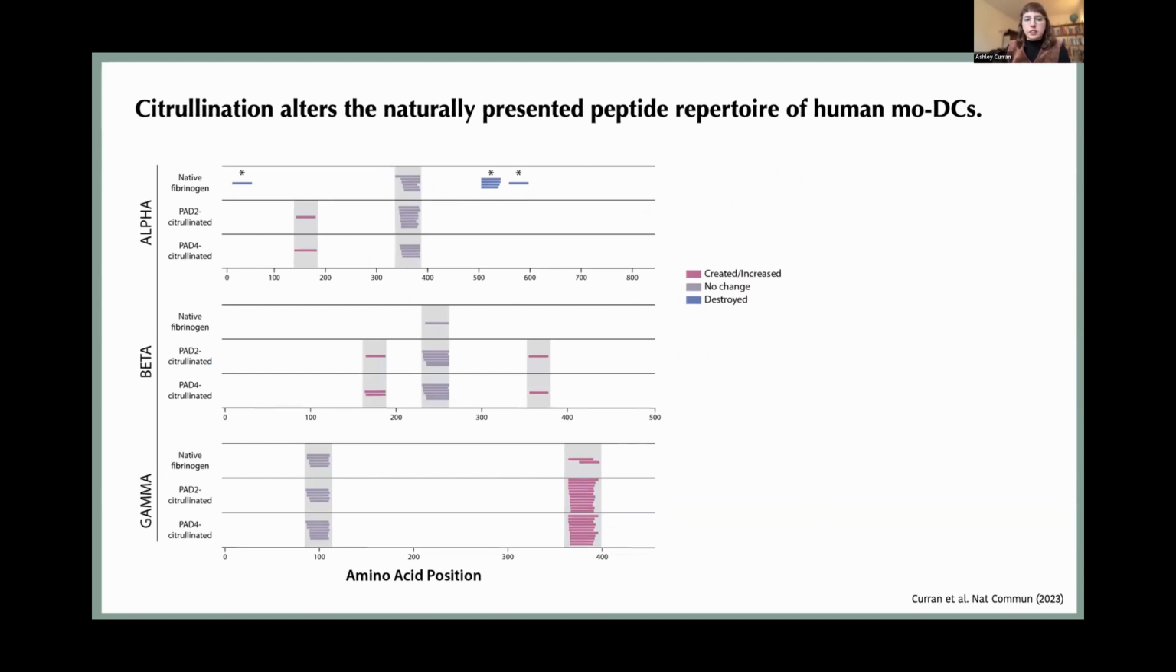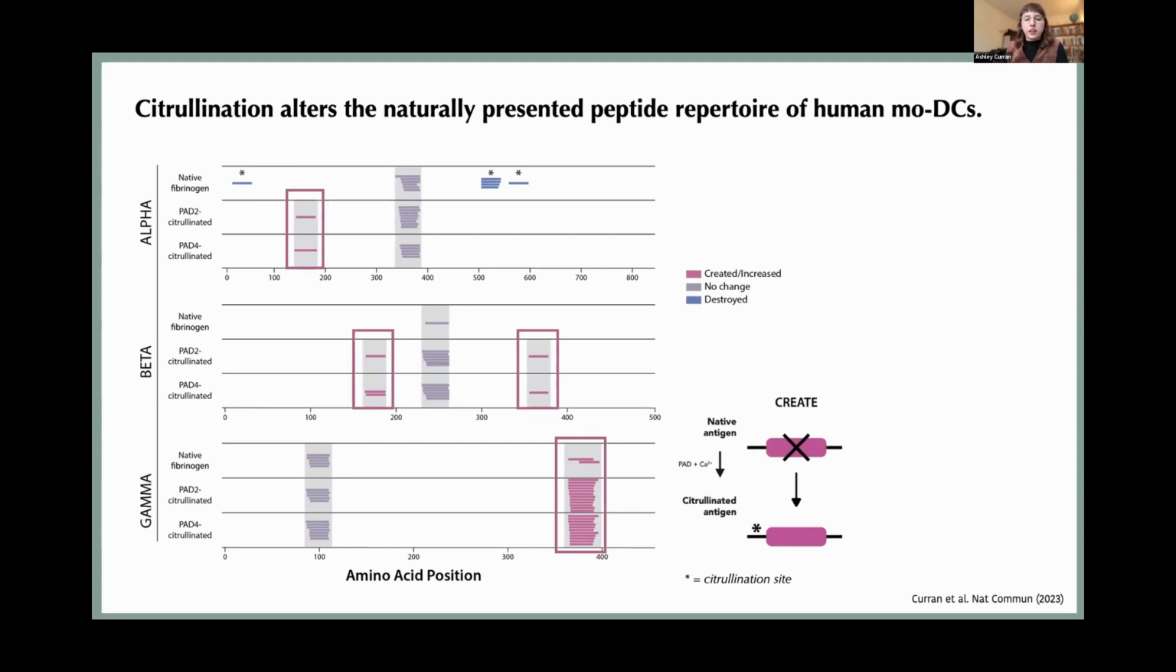We again see that citrullination alters the naturally presented peptide repertoire of human MoDCs. Here we're looking at fibrinogen as our antigen, which has three chains, alpha, beta, and gamma. We pulse with either native, PAD2, or PAD4 citrullinated fibrinogen. When we feed native versus citrullinated antigen, we first see the creation of cryptic peptides, peptides that are only presented in the citrullinated condition. This is the base creation of our cryptic peptide repertoire.